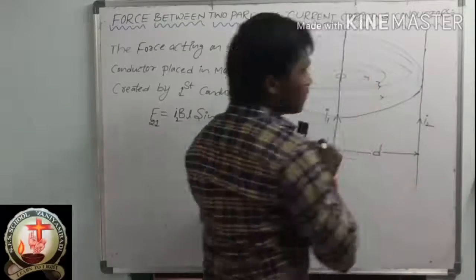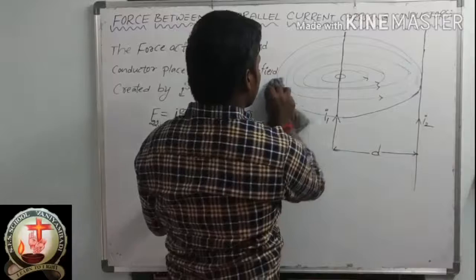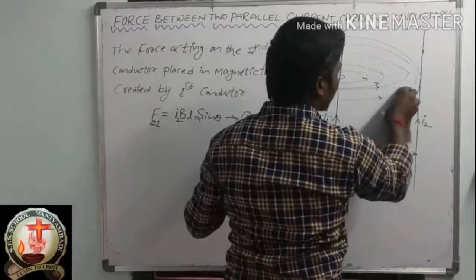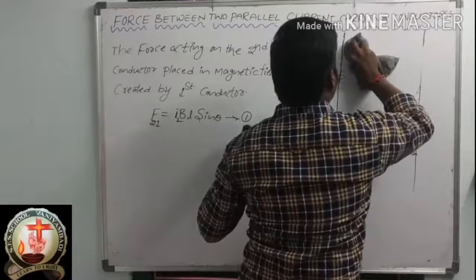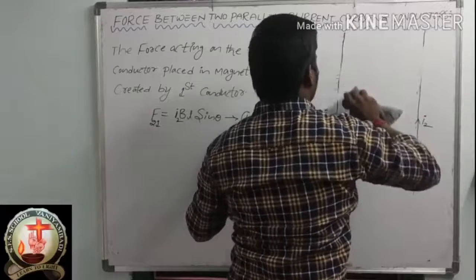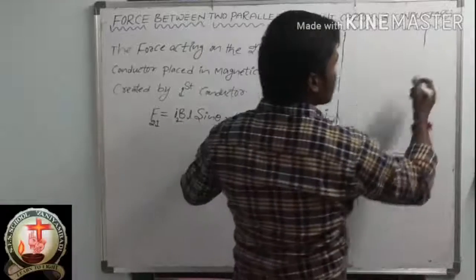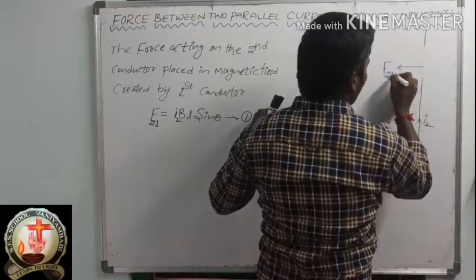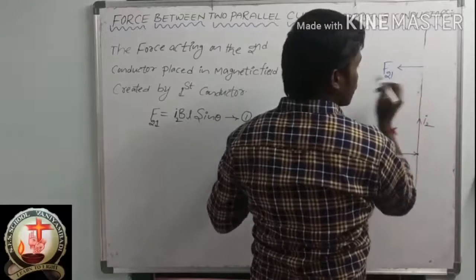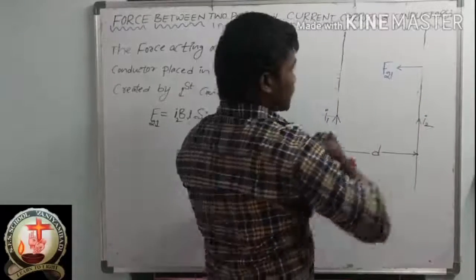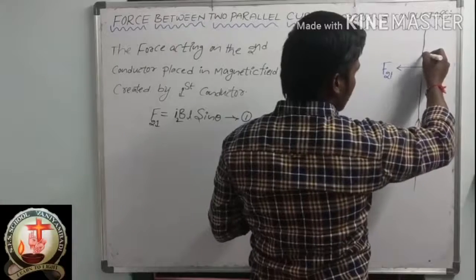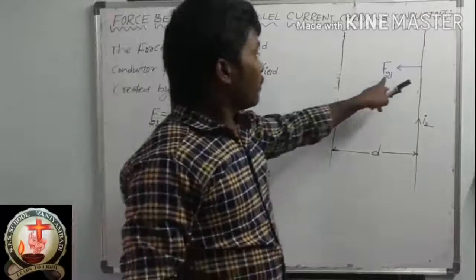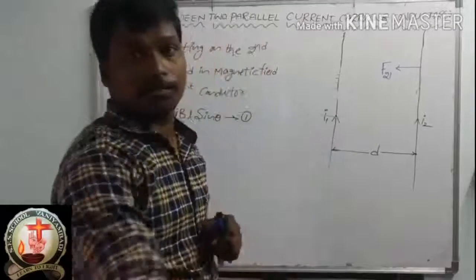So here, what direction will force act? In this direction. Here I am erasing this. What direction will the force act? This direction. What is that force? F21, force acting on the second conductor due to first one. This is the direction.